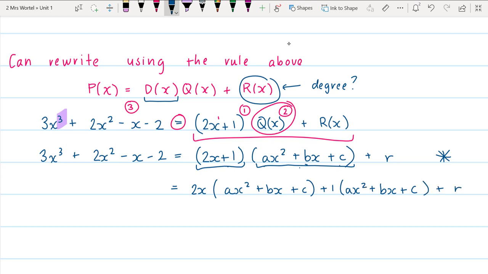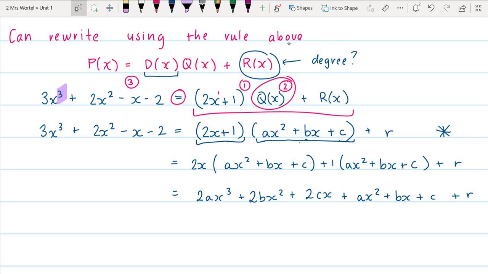And I still have this little remainder tagged onto the end. So expanding those things out, I've got 2ax cubed, 2bx squared, and 2cx, plus ax squared plus bx plus c. And I still have this plus r. This looked pretty messy, so let's simplify that one. I'm going to collect my like terms, and I'm going to factorize them at the same time.